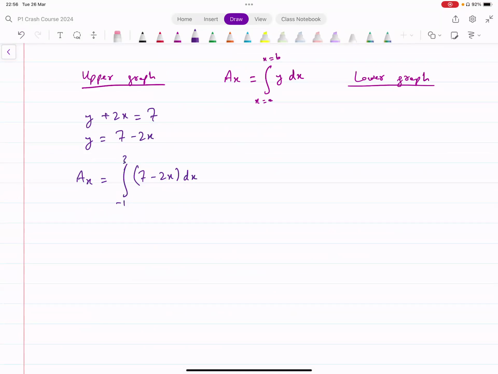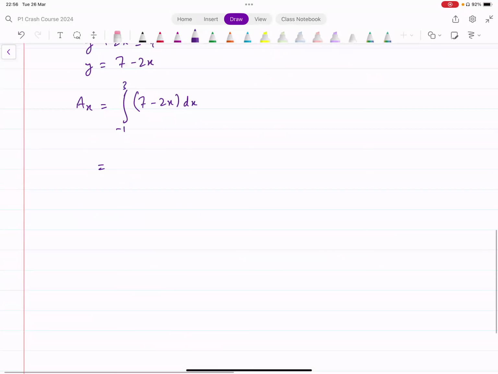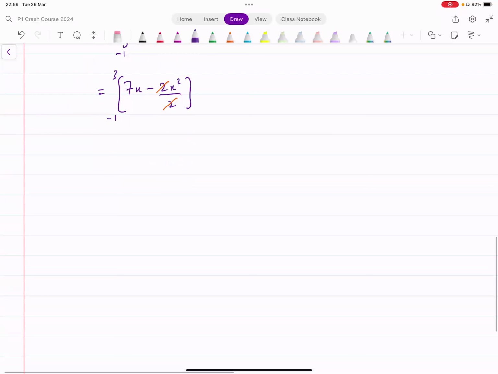Now you can just evaluate this and see what that turns out to be. Integral of 7 minus 2x, integration of 7 is 7x minus 2x squared divided by 2, input limits, minus 1 to 3. 2 and 2 get cancelled, and we are left with 7 into 3 minus 3 squared. That's what you get when you input 3. Subtract from this the case when you input minus 1, so that's 7 into minus 1 minus (minus 1) whole squared. What does that give you?